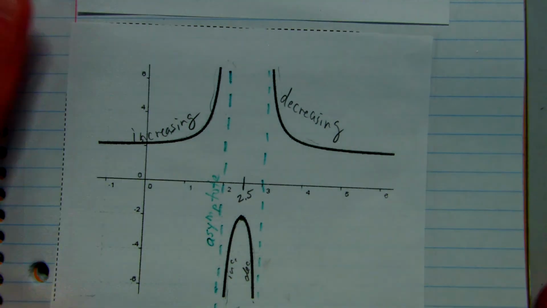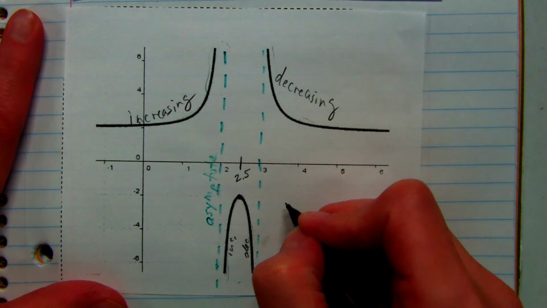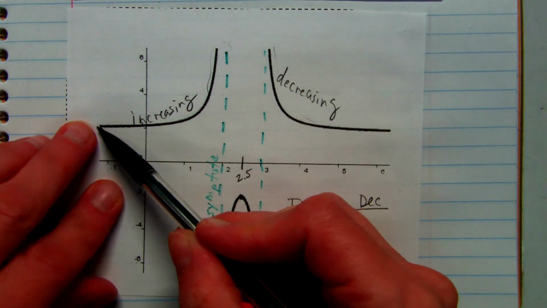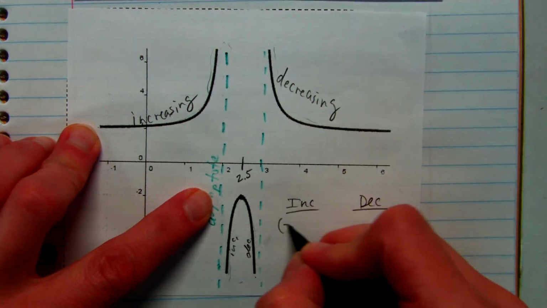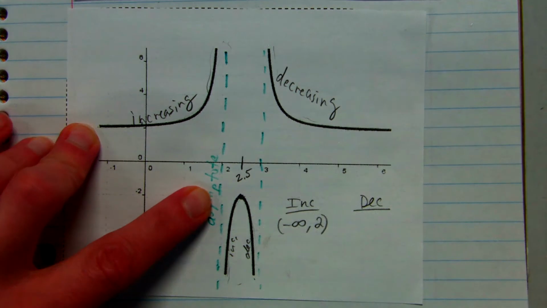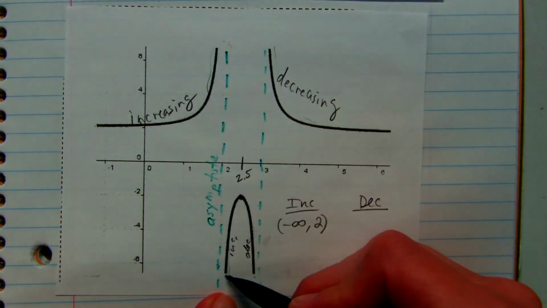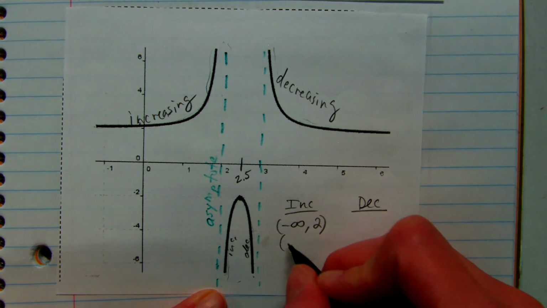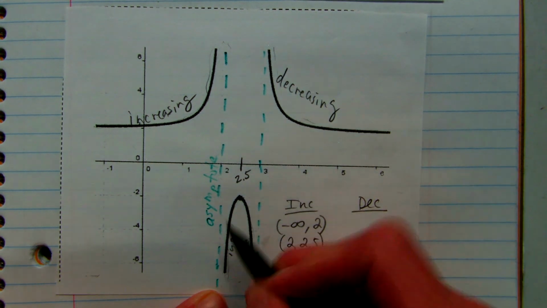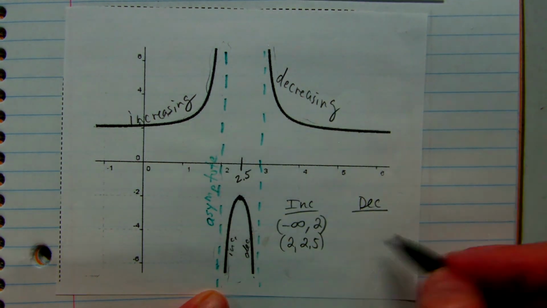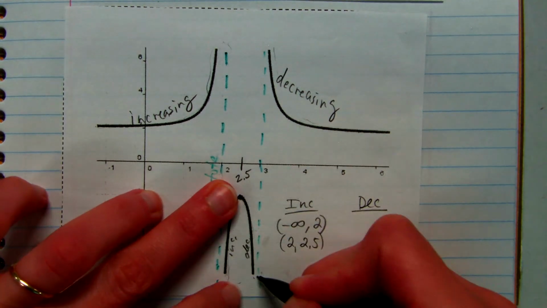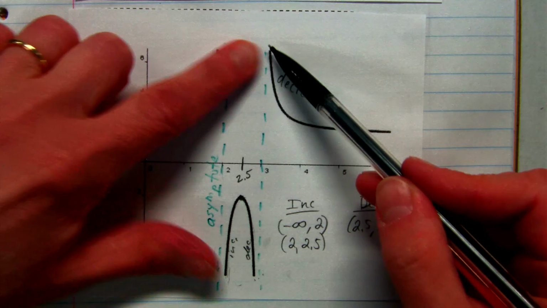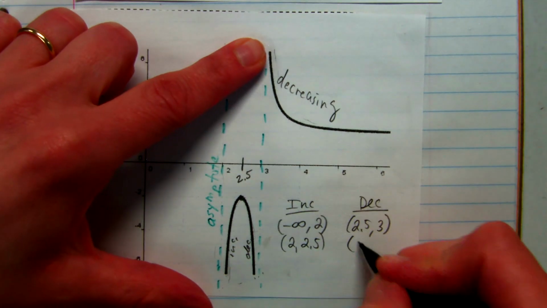And then we can just make our lists. So I'm just going to do that down here. Increasing, decreasing. So we're increasing from -infinity up to 2. It doesn't touch 2, but that's why we're using parentheses. It's also increasing over here from 2 to 2.5. So since the 2 is where that boundary line is, that's what we use. Then it's decreasing from 2.5 to 3. And it's decreasing from 3 off into infinity.